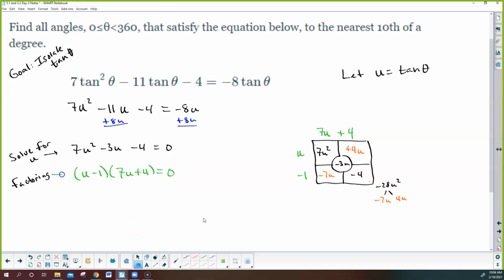Okay, so that's what we did here, is we factored. And then we're going to use that zero product property, which says each parenthesis can equal 0. So we're going to put them both equal to 0. And you have an option. You could now replace u with tangent, or you can get u by itself. So if I do that, I'll move the 1 over. And then here, if I subtract 4 and divide by 7, I get 2 answers.